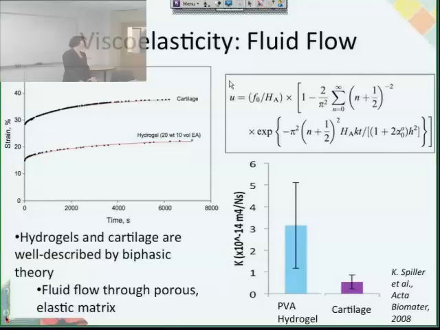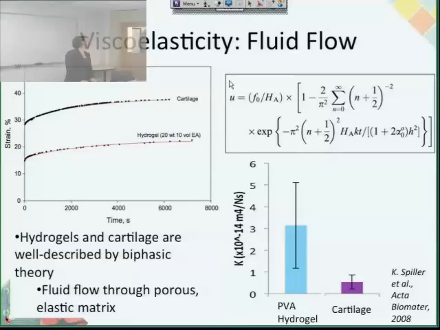So that graph there is an example of creep testing of hydrogels in comparison to cartilage. Like I said, my doctoral research was on trying to make a biomimetic hydrogel that had the same properties as cartilage. Operative word being trying, because cartilage is a really unique material that has a lot of things that make its properties very different from a hydrogel that's made of one type of polymer. Hydrogels and cartilage are both pretty well described by the biphasic theory of fluid flowing through a porous matrix.